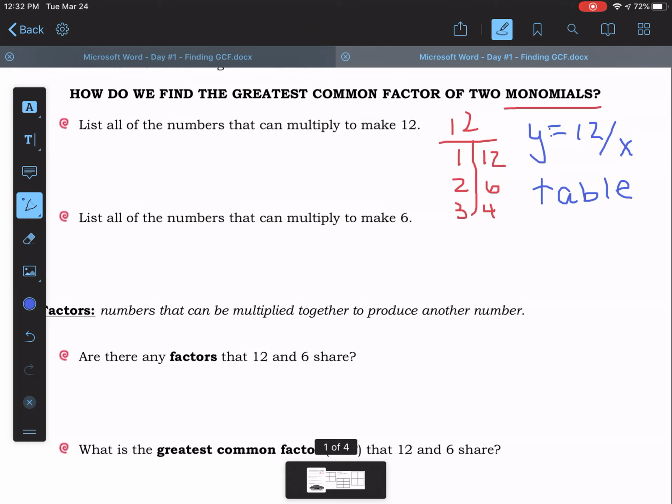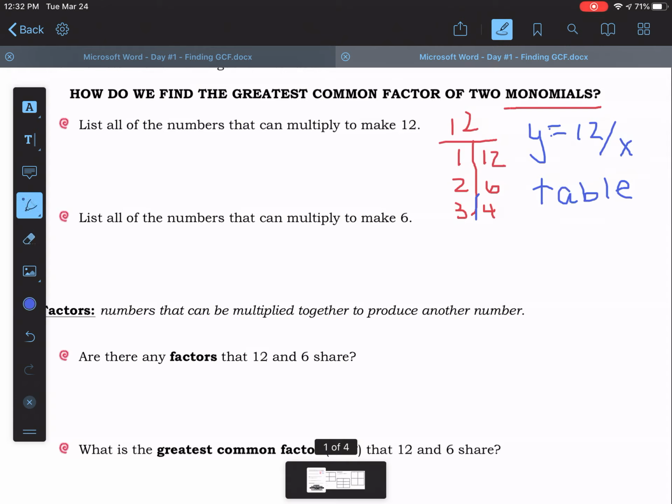Now, as far as when to stop listing your numbers, if we were to keep going in the table of values, right after the 3 and 4, we would get 4 and 3. But 4 and 3 is actually just a repeat of 3 and 4, so you can just forget about that one. So that would be when you would stop in the table, okay? So that's how we would get the factors using the calculator trick, okay?